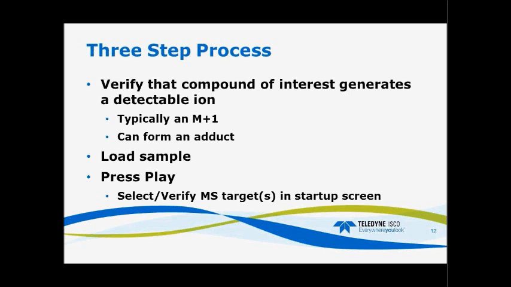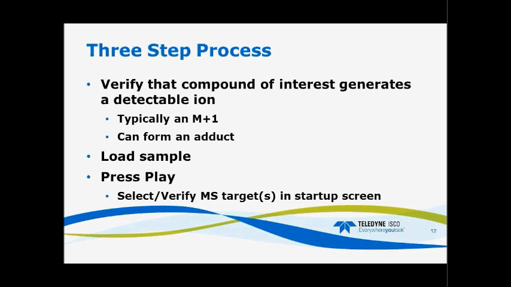We've simplified Flash MS down to a simple three-step process. The first step is to verify that the compound of interest generates a detectable ion. Mass spectrometry specialists will tell you that about 70% of all organic compounds are ionizable and detectable by mass spec.